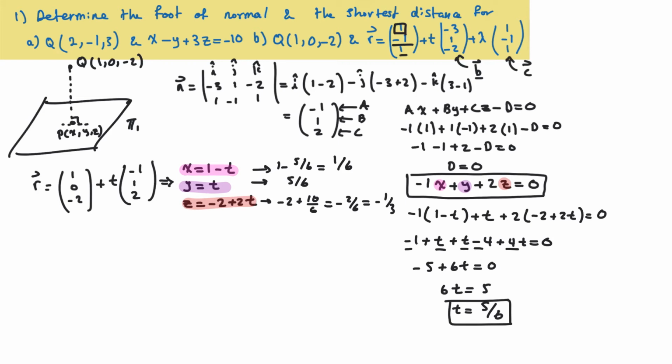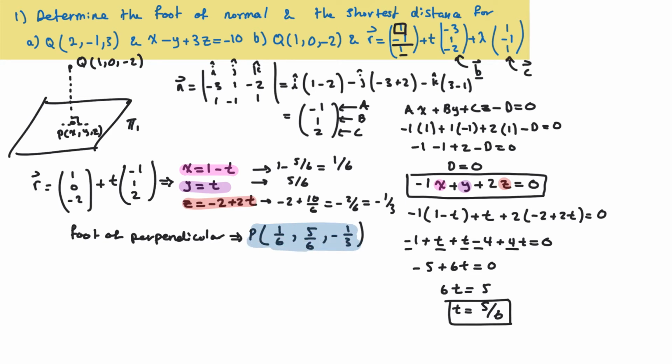And now that we have the coordinates, we know that the foot of perpendicular is going to be at point 1 over 6, 5 over 6, and negative 1 over 3. And this is the answer to the first part of the question.